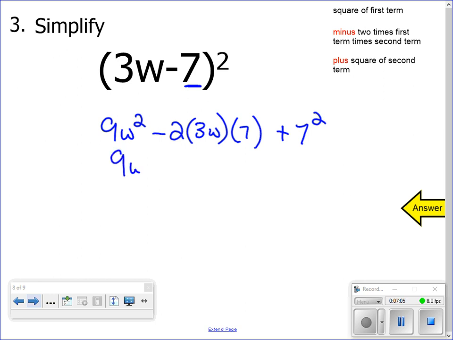9w squared is simplified, so we're good there. Minus 2 times 3, which is 6, times 7, which is 42, so minus 42w, plus 7 squared, which is 49.